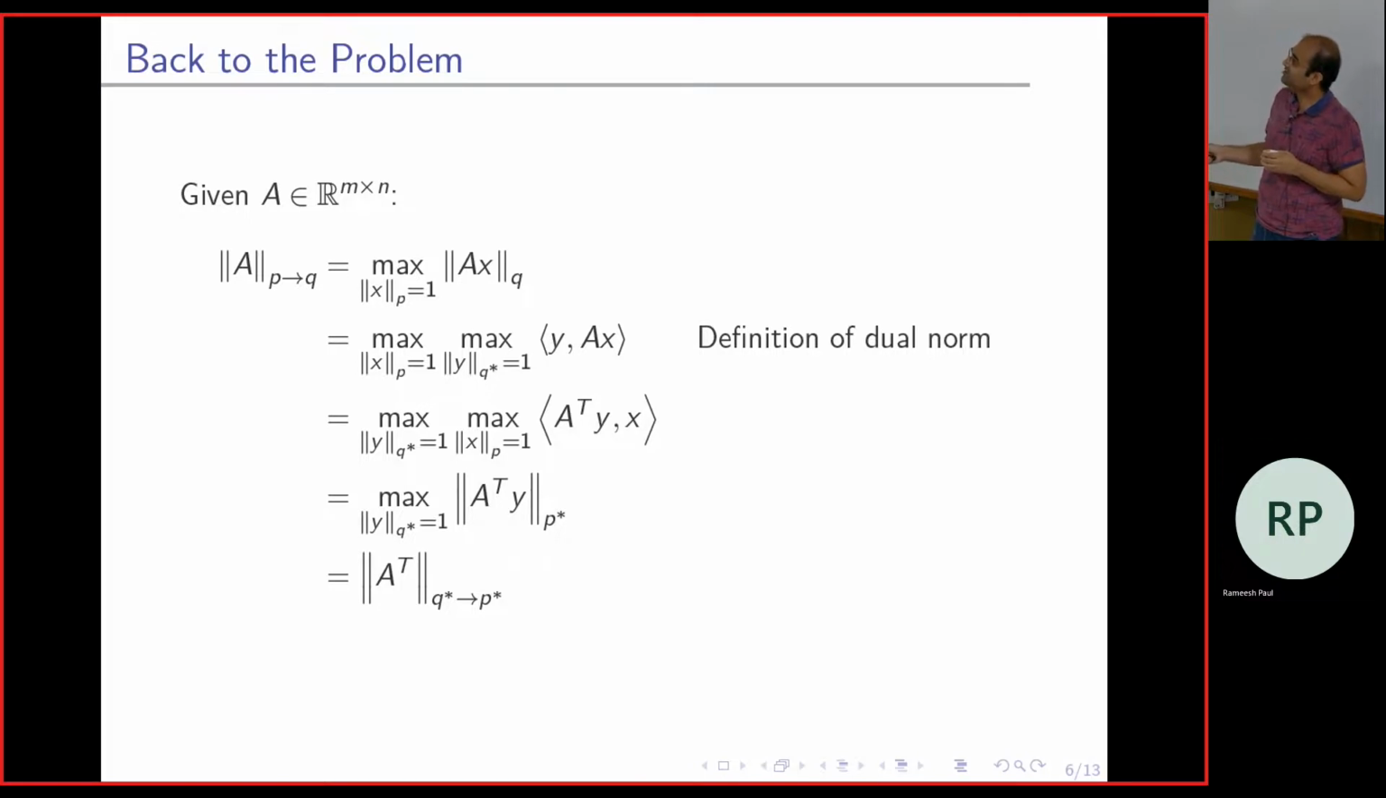to p star. But oh, I forgot to mention q star is the dual norm of q, which is 1 over q plus 1 over q star equals 1. But this doesn't change the nature of hypercontractivity versus non-hypercontractivity. If P is bigger than Q, then Q star is bigger than P star. So it doesn't change the nature of the problem. If you start with hypercontractivity, you still get hypercontractivity. But it's basically connecting P to Q to P star to Q star. But if you're talking about algorithm versus hardness, all of these are equally hard to do.